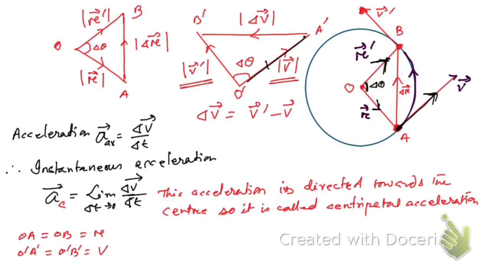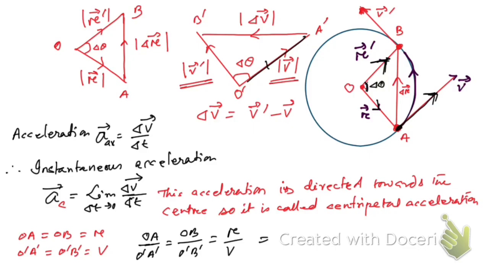That must be equal to the constant speed. Here these two velocities are different because of their direction, but their magnitudes are same. So that is V. So from these two relations, if you divide this above equation by this equation, what you're going to have is OA by O dash A dash is equal to OB by O dash B dash is equal to R by V. That's what you're going to have.